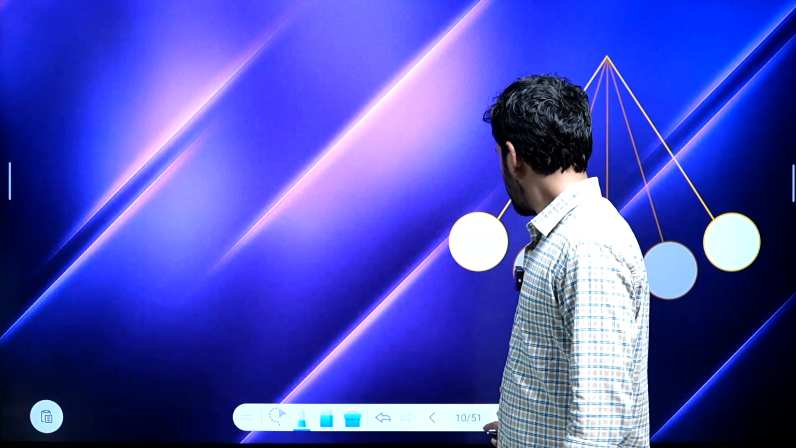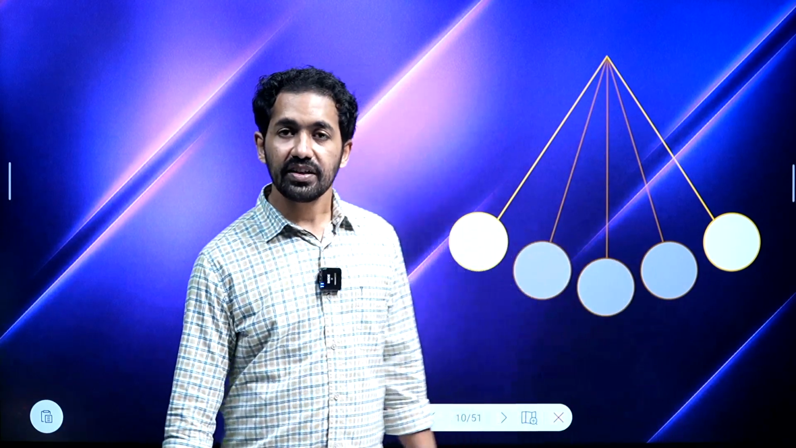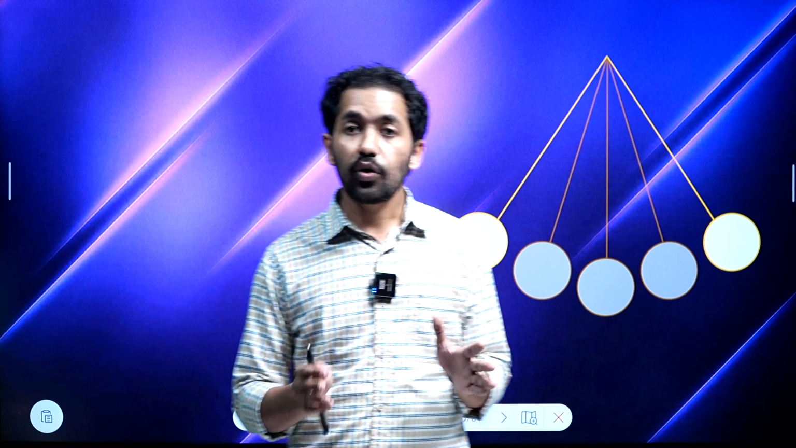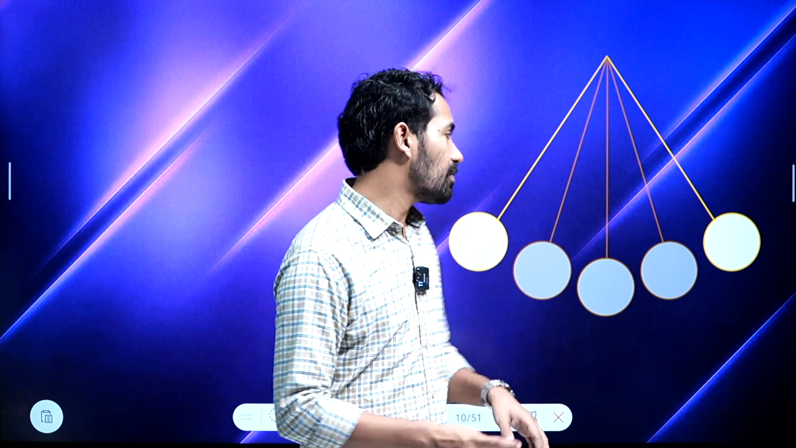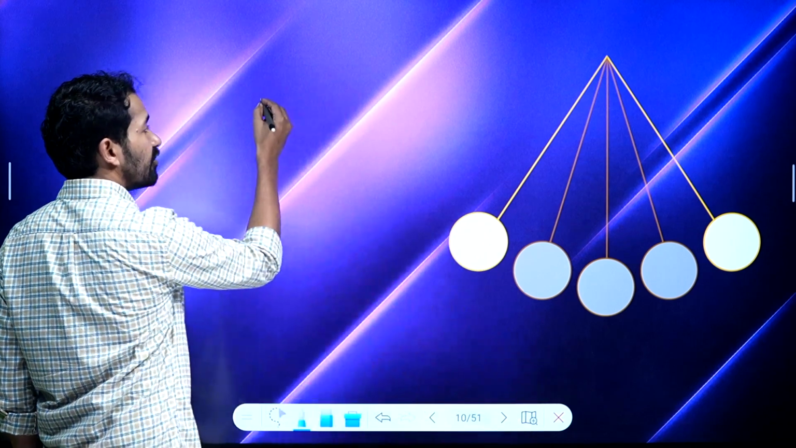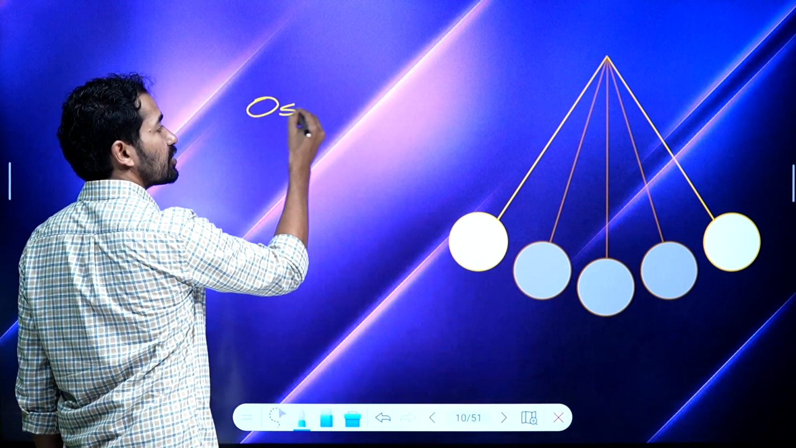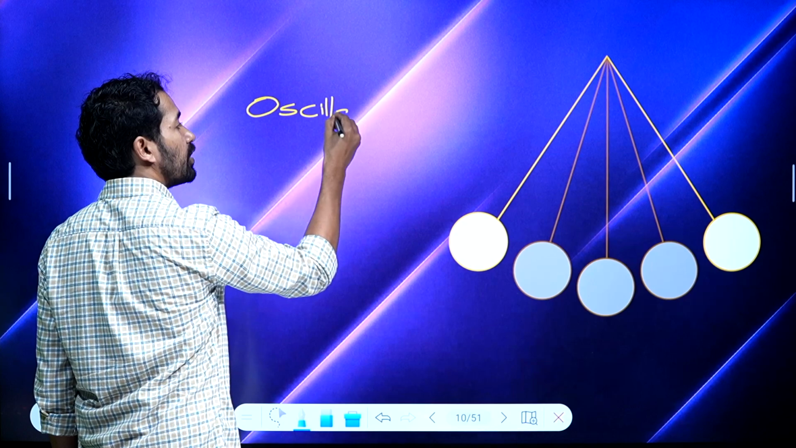Okay. Now let's see here. When you consider oscillatory motion, the first thing that comes to your mind is a simple pendulum. But actually, what is a simple pendulum? A simple pendulum is an example of simple harmonic motion. And there comes the next question: what is the difference between oscillatory motion and simple harmonic motion?